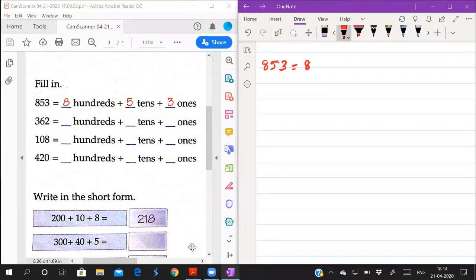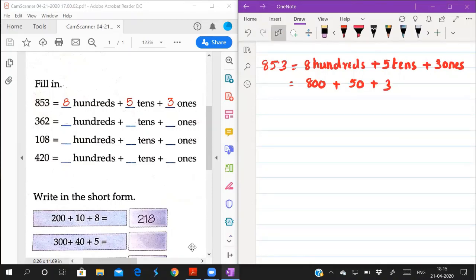We will write 800 + 5 tens + 3 ones. 800 means 8 × 100, 800, plus 5 × 10, 50, plus 3 × 1, 3. So 800 + 50 + 3, this we call expanded form or long form.